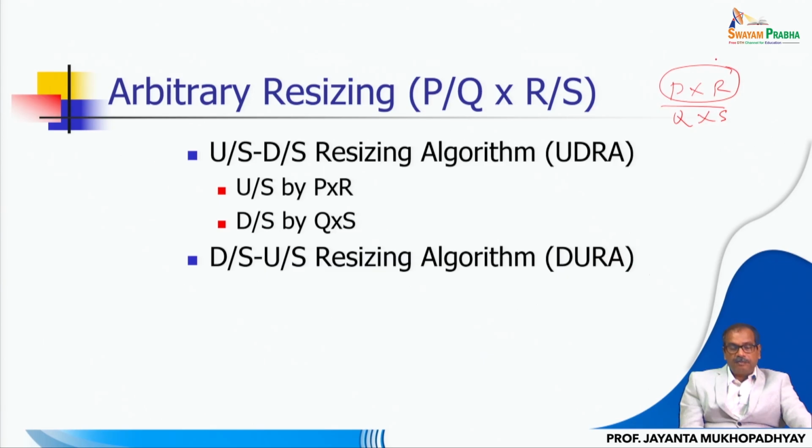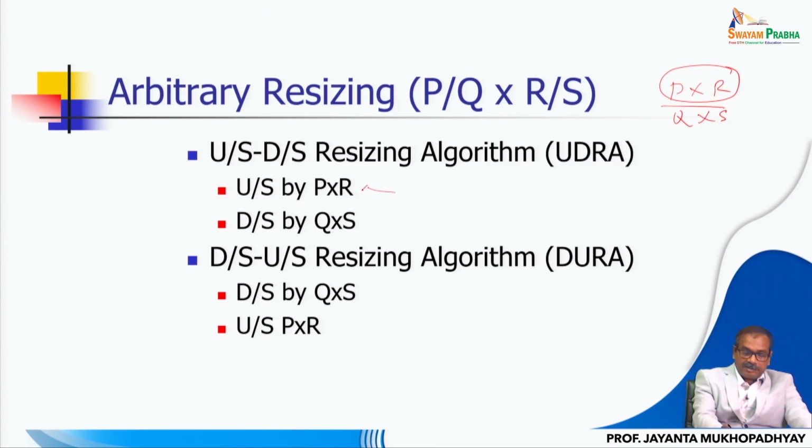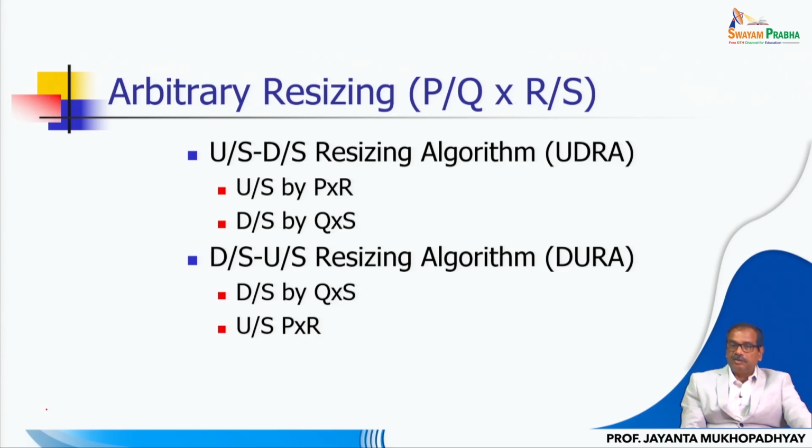Or you can perform downsampling followed by upsampling as the resizing algorithm. So first you downsample and then you upsample. You can see that in the first case you are doing a lot of computations, because you are upsampling the original by P cross R itself. So this will be computation intensive compared to the second method, but the results also show that the quality is better for the UDRA algorithm than the DURA algorithm.